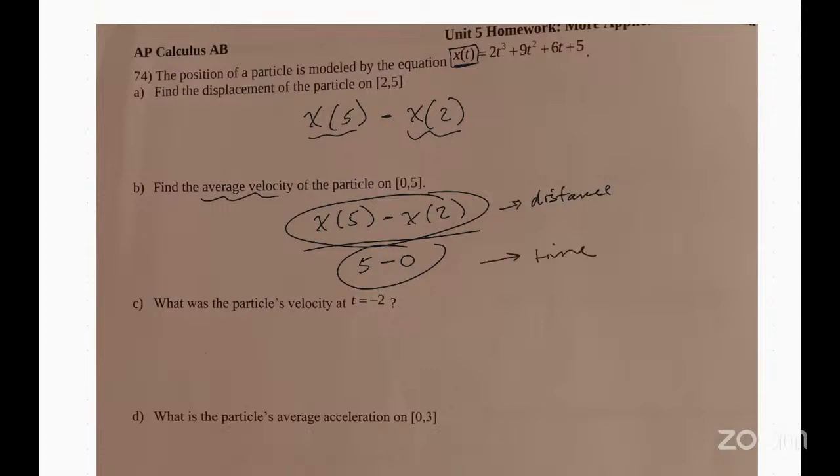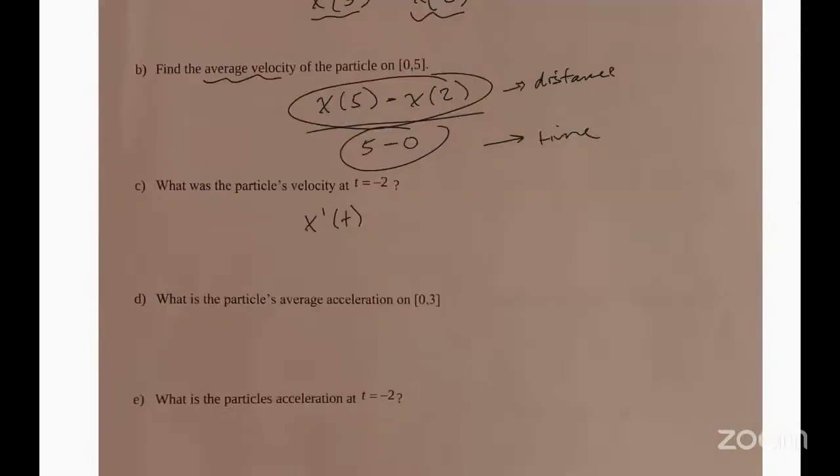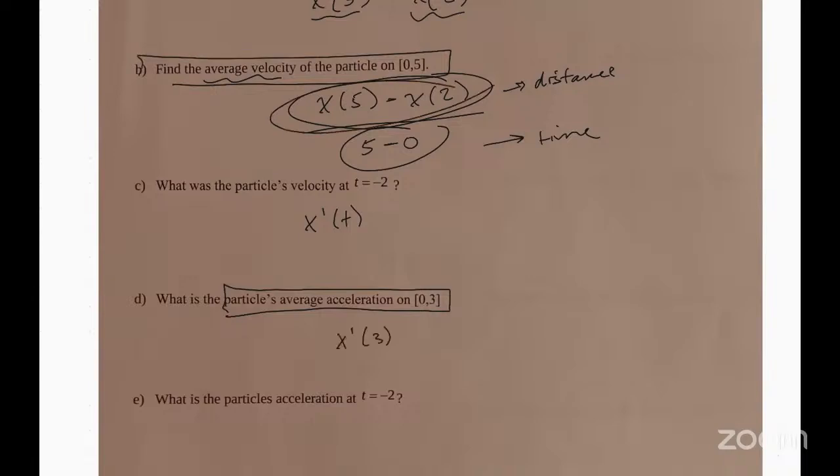What is the particle's velocity at time t equals -2? That's an easy one. You calculate the derivative and plug it in. Yep, perfect. What is the particle's average acceleration? Same thing. So the average velocity on the particle is that equation, so the average acceleration would be this equation for the same reason, right? Does that make sense? Okay.